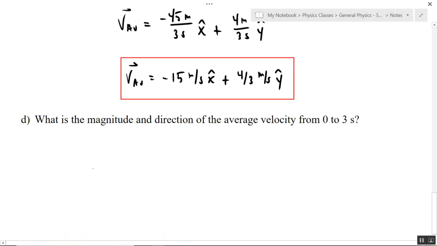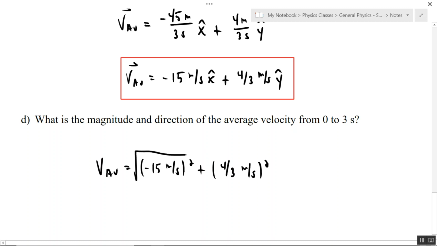All right, so how do you find the magnitude of a vector again? Once again, you don't have to write the negative because you're squaring it, but I usually write it so it doesn't confuse people. But you put this in your calculator and you get 15.